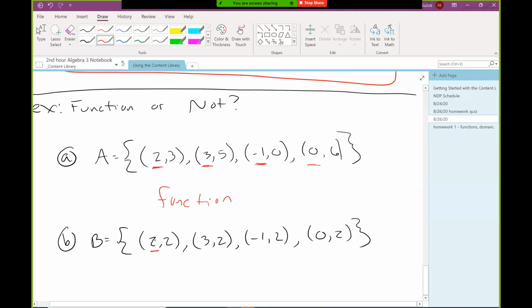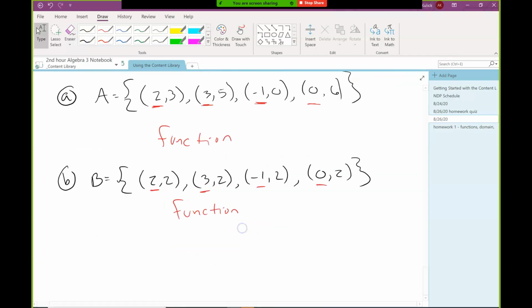2 has only one partner. 3 has only one partner. -1 has only one partner. 0 has only one partner. So this is a function. Even though the y values repeat, still a function.